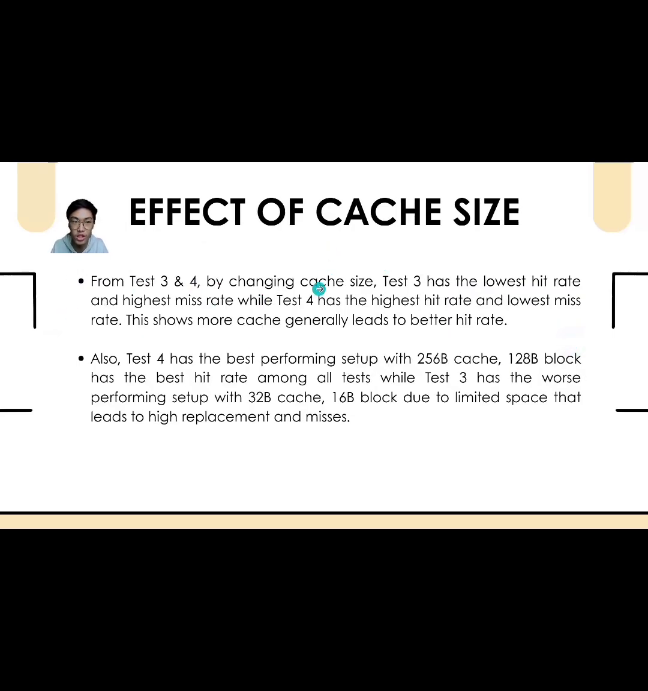From test 3 and 4, we change the cache size from 32 to 256. Test 3 has the lowest hit rate and the highest miss rate, while test 4 has the highest hit rate and the lowest miss rate. This is because a larger cache will generally lead to a higher hit rate. Finally, from all of the simulations that we ran, test 4 is the best performing setup with 256 bytes of cache and 128 bytes of block. Meanwhile, test 3 is the worst performing setup, having 32 bytes of cache and 16 bytes of block. This is because limited space leads to high replacement and misses.